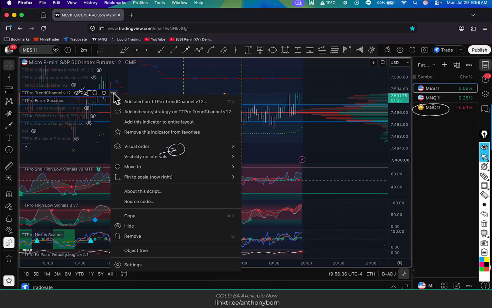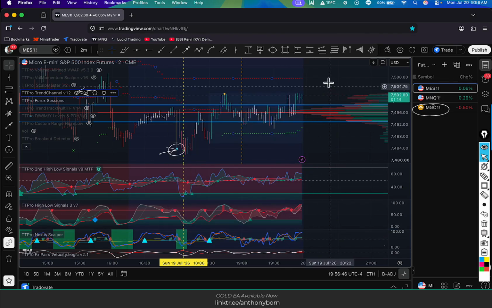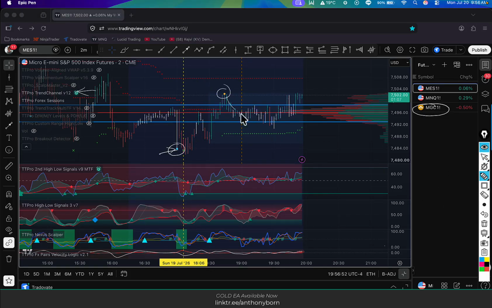So go to the 3 dots. It's just that. It's just any reversal. That's all it is. Go once per bar. That'll repaint. It doesn't matter. I've already got it set up. Okay, so you get these signals here. That one, that was nice.